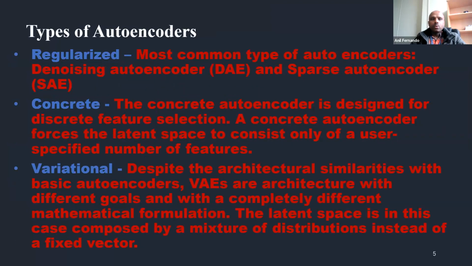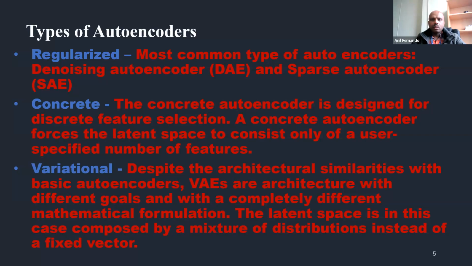There are three types of autoencoders you will find in applications so far. The first is the regularized autoencoder. This is the most common type in the literature, mainly for denoising and sparse applications. The second is the concrete autoencoder, mainly designed for discrete feature selection. A concrete autoencoder forces the latent space to consist only of a user-specified number of features, so the user has much more control.